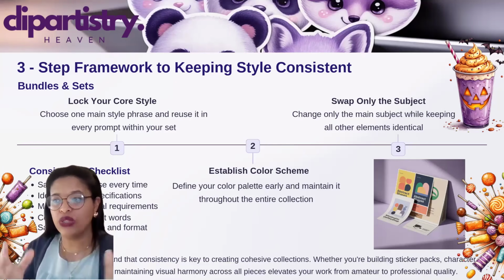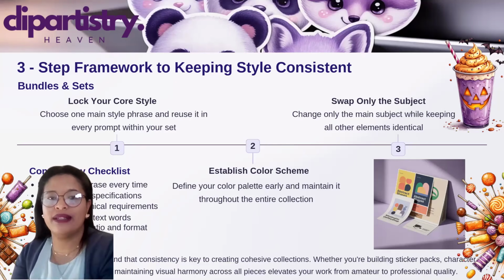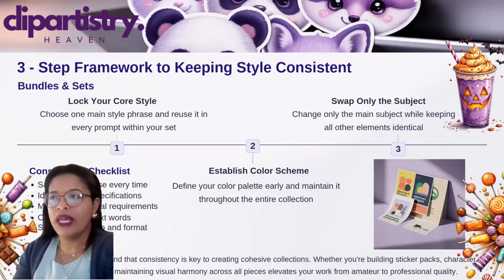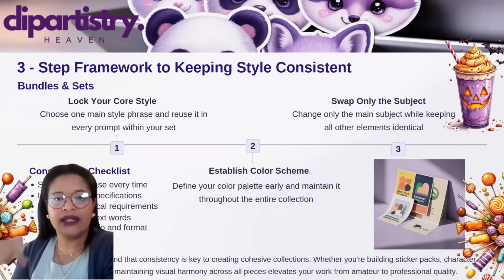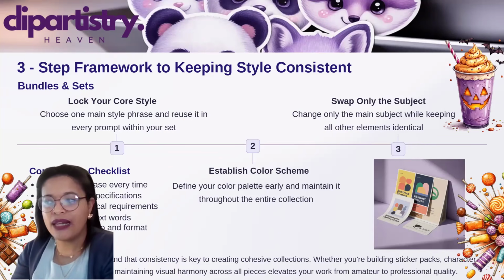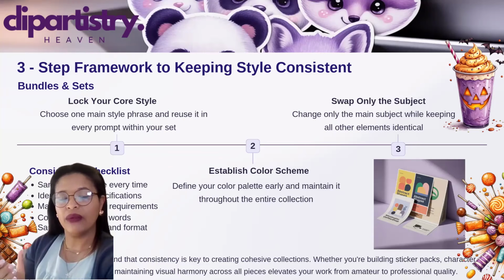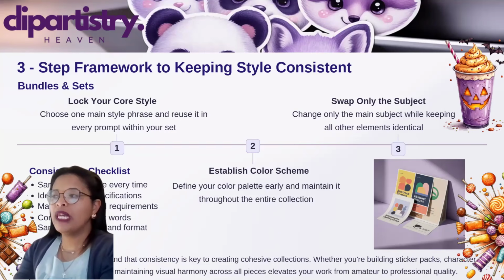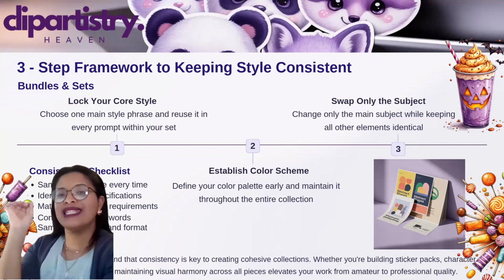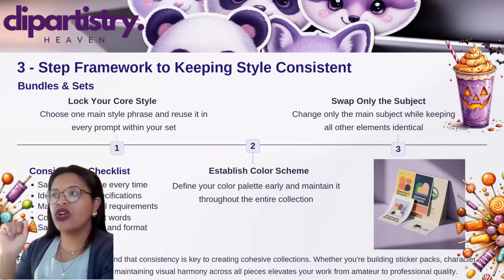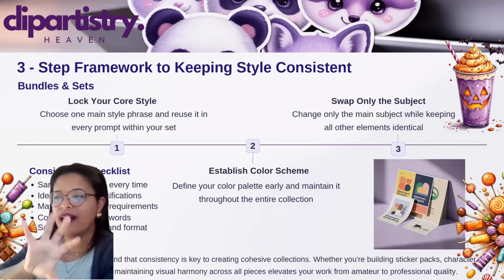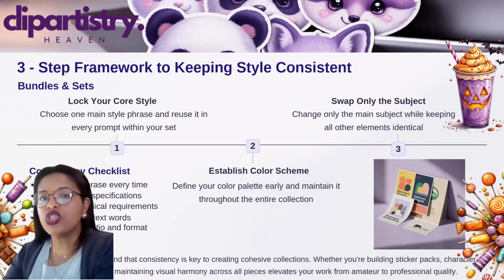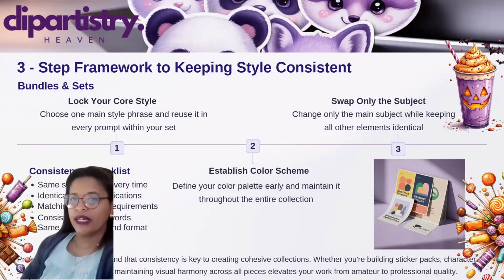Once you've got that sorted, the next step is to establish the color scheme. What is the color palette? Is it traditional Christmas colors? Is it traditional Halloween colors? Is it pastel pink, blue? That's the second thing you lock down, right? And then thirdly, to get the consistency, you keep changing the subject. You don't change the core style and the color scheme. You just change the subject. Let me demonstrate.